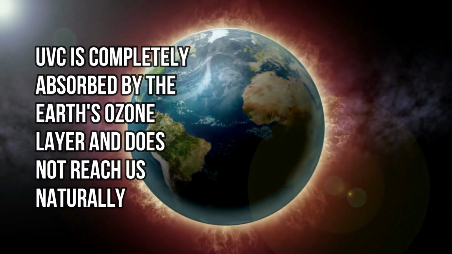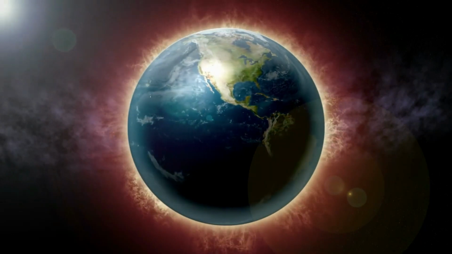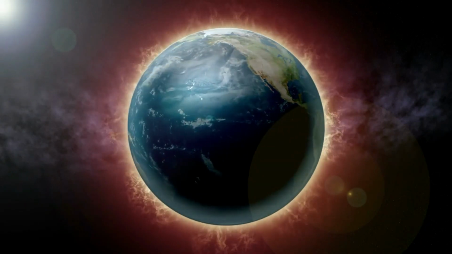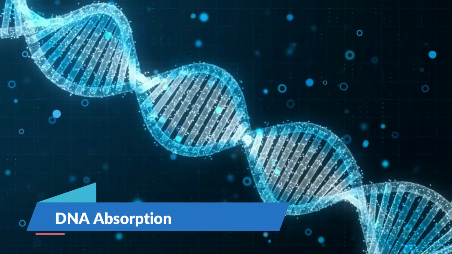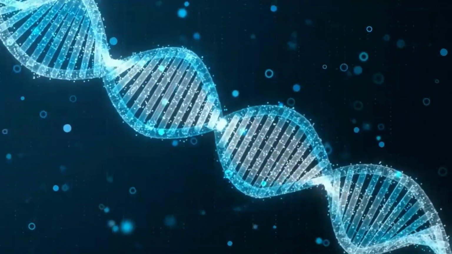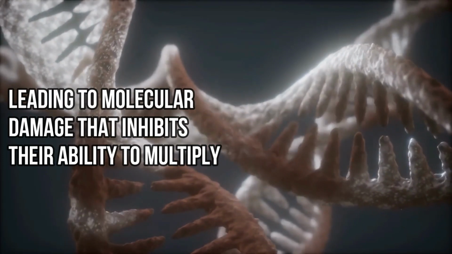UVC is completely absorbed by the Earth's ozone layer and does not reach us naturally. However, it can be artificially generated for a variety of disinfection processes, including water purification. Properties of UVC rays used in water purification. DNA absorption. UVC light is strongly absorbed by the DNA and RNA of microorganisms, leading to molecular damage that inhibits their ability to multiply. Non-chemical.